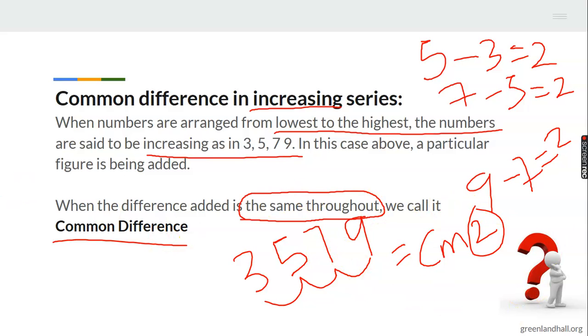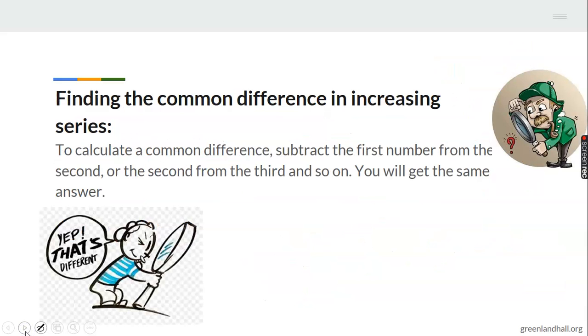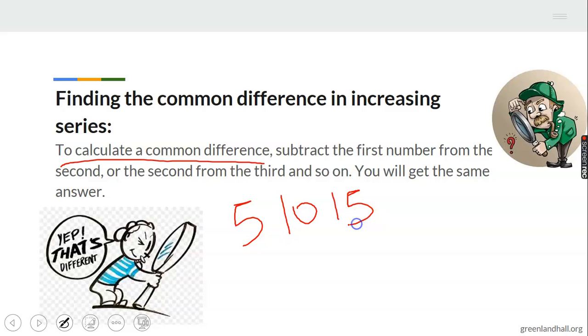So we have established that fact already. To find your common difference, you just subtract the first number from the second, and the second from the third. That way, you get your common difference. If the numbers are the same, then you get it. That's what this slide is talking about: finding common difference in increasing series. To calculate common difference, subtract the first number from the second, or the second from the third, and you will get the same number. Quick one: 5, 10, 15. Let me stop there. Who can tell me the common difference here? Quick, let me hear you.